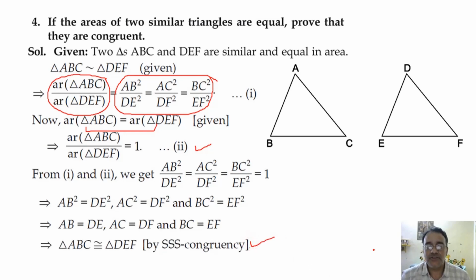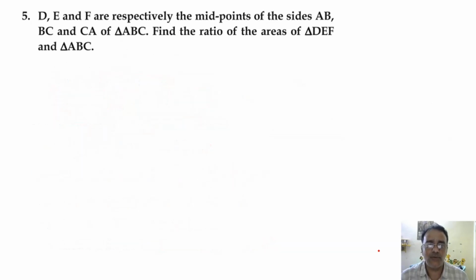Any doubt in this question? No, sir. Okay, now we are moving towards question number 5. This is also a very good question. D, E and F are respectively the midpoints of the sides AB, BC, CA of triangle ABC. Find the ratio of the areas of triangle DEF and triangle ABC.